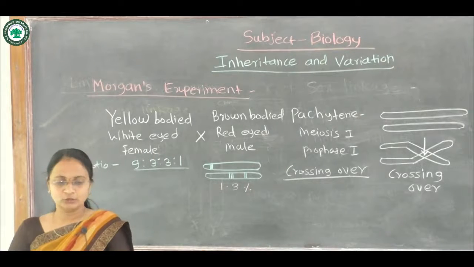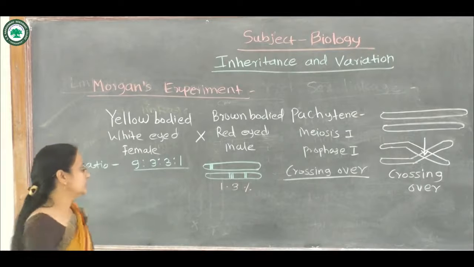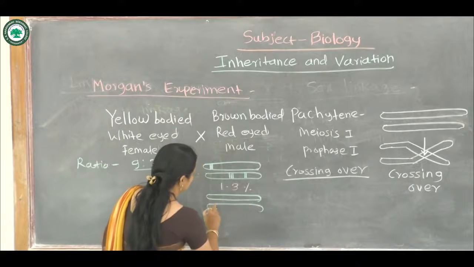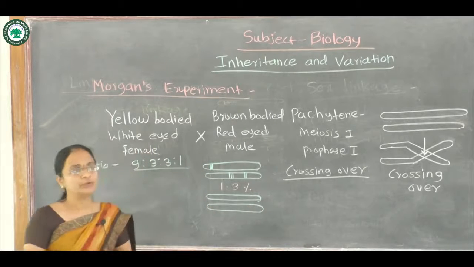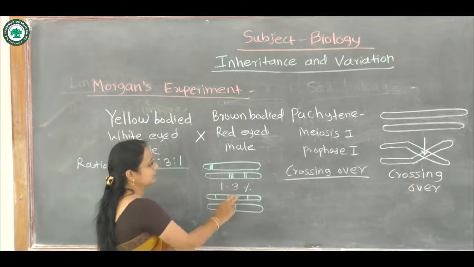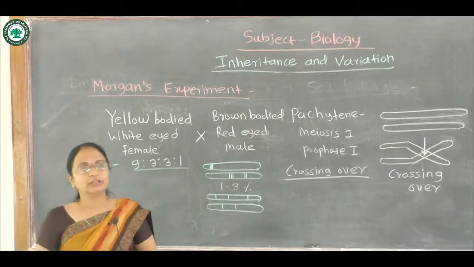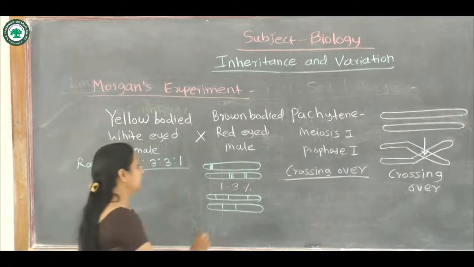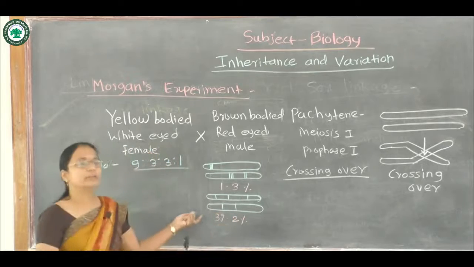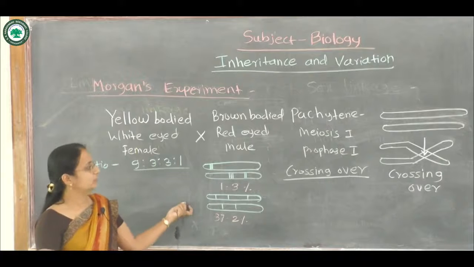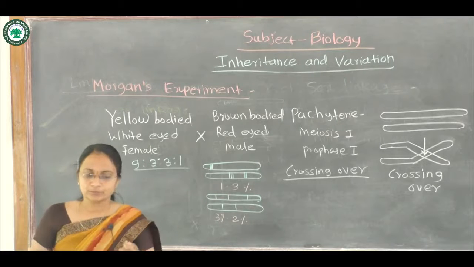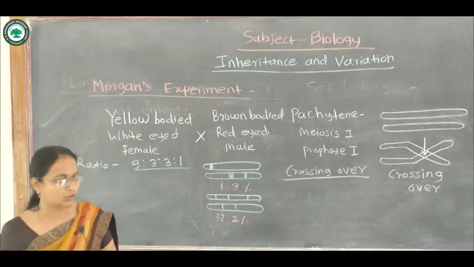Secondly, he concluded that when genes are widely located, there is the maximum chance of recombination. These genes are widely located and therefore there is a chance of crossing over. Here the percentage of recombination he found was 37.2%. Means the maximum recombination is observed in widely located genes and less recombination is observed in closely located genes. This is about Morgan's experiment.